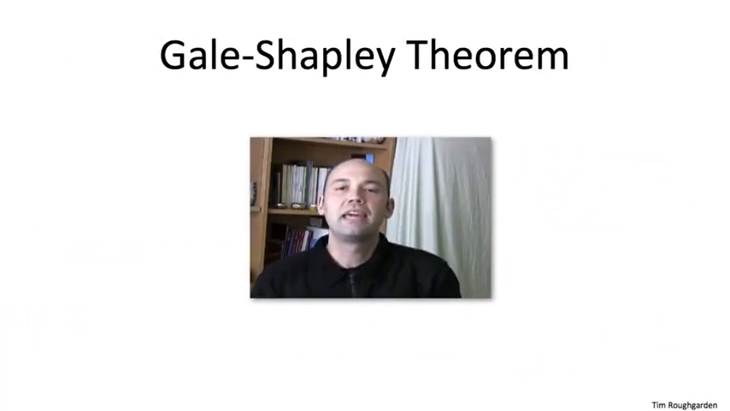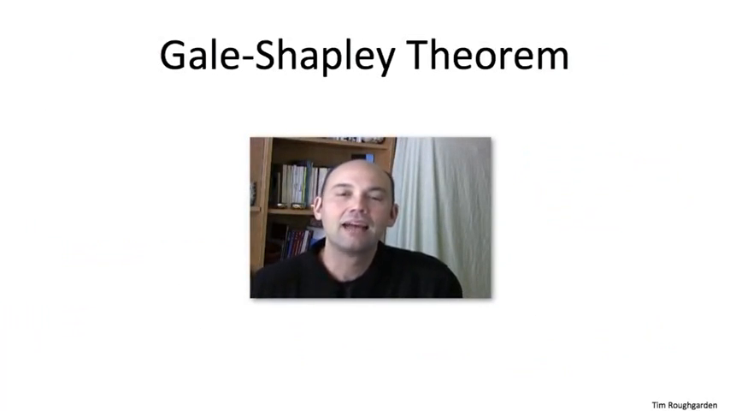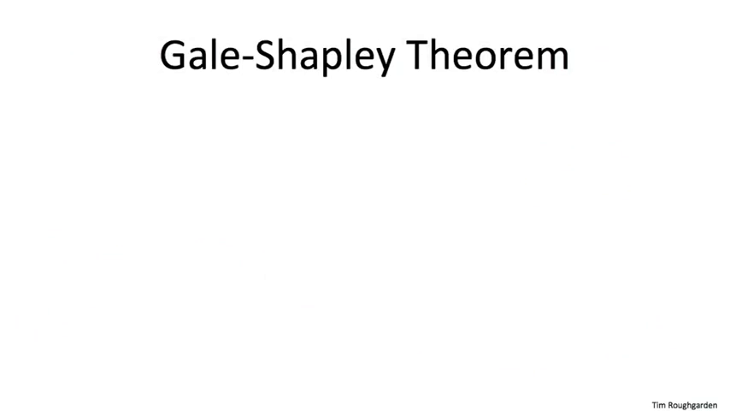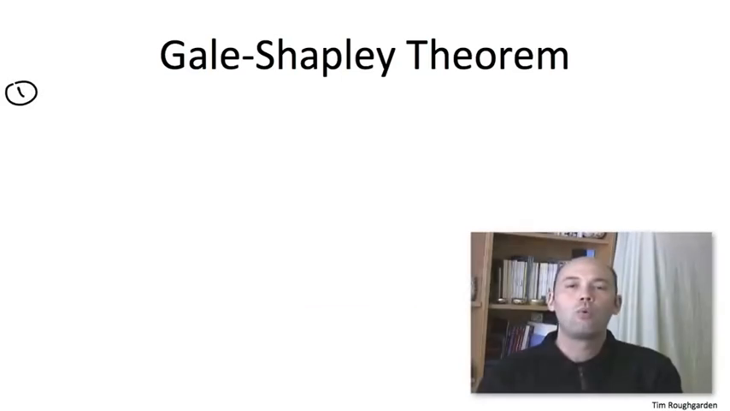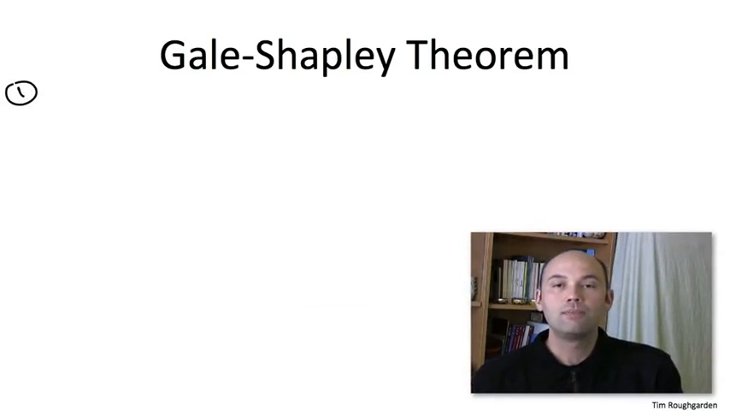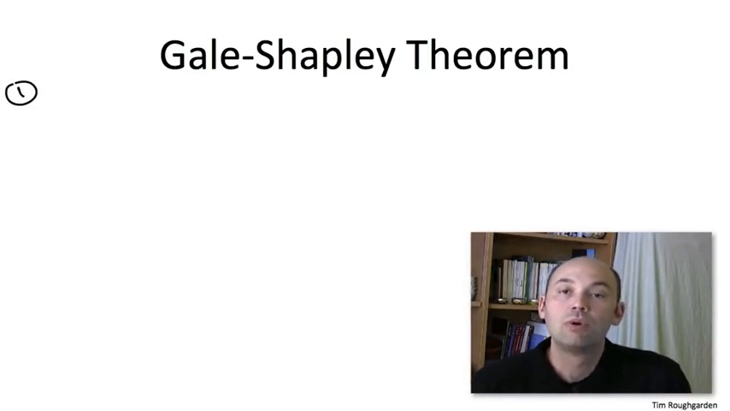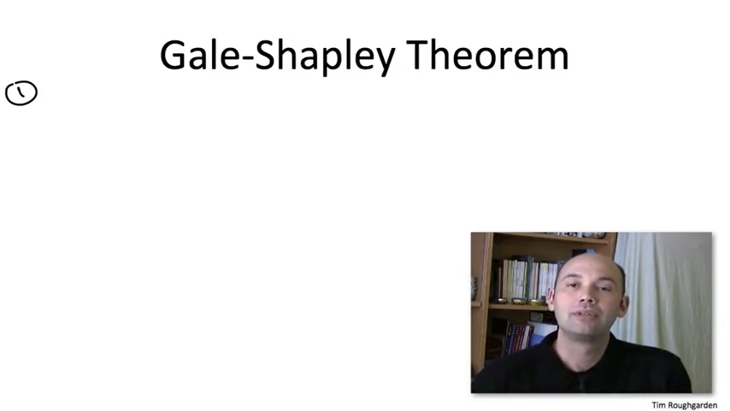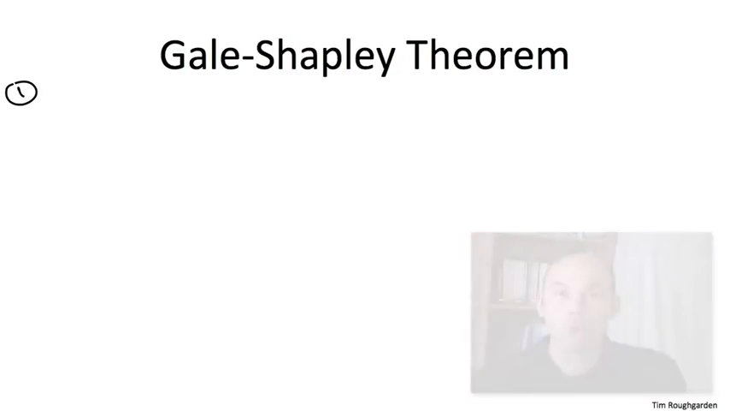The proof of the Gale-Shapley theorem is as elegant as the algorithm. Let me show it to you now. So first of all, why does the algorithm converge in a quadratic number of iterations? Well, no man proposes to a woman twice. Therefore, each man makes at most n proposals. There are only n men, so that's at most n squared proposals overall.